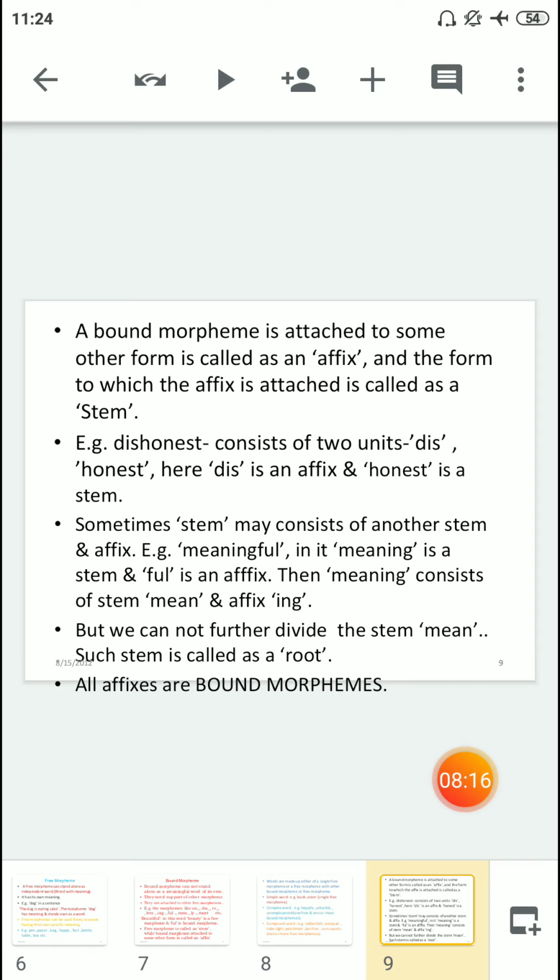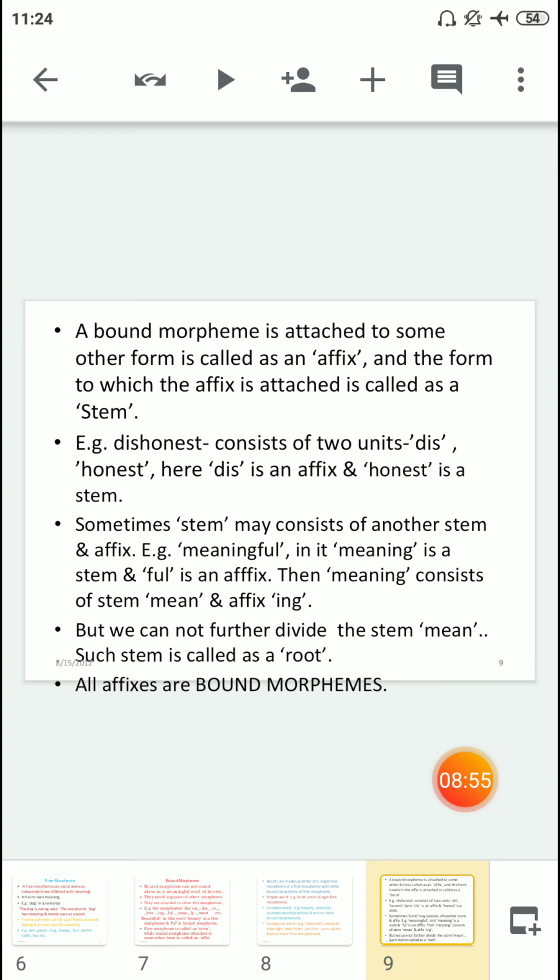For example, dishonest consists of two units, dis and honest. Here dis is an affix and honest is a stem. Sometimes a stem may consist of another stem and an affix. For example, meaningful. In this, meaning is a stem and full is an affix. Then meaning consists of the stem mean and the affix ing. But we cannot further divide the stem mean, and a stem which cannot be further divided is called a root.